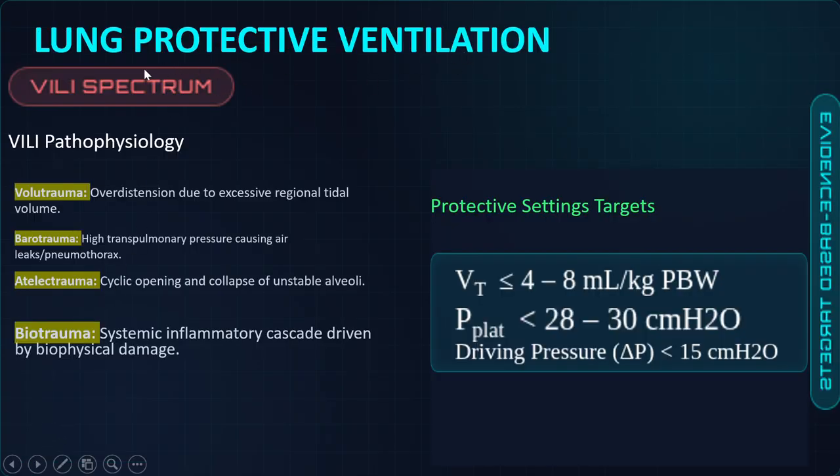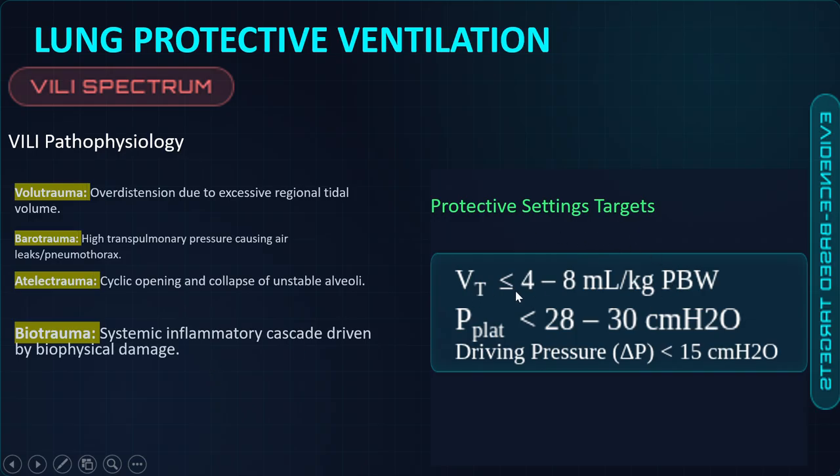Lung protective ventilation. To prevent ventilator-induced lung injury, the pathophysiology includes: volutrauma, overdistension due to excessive regional tidal volume; barotrauma, high transpulmonary pressure causing air leak or pneumothorax; atelectrauma, cycling opening and collapse of unstable alveoli; and biotrauma, a systemic inflammatory cascade driven by biophysiological damage.